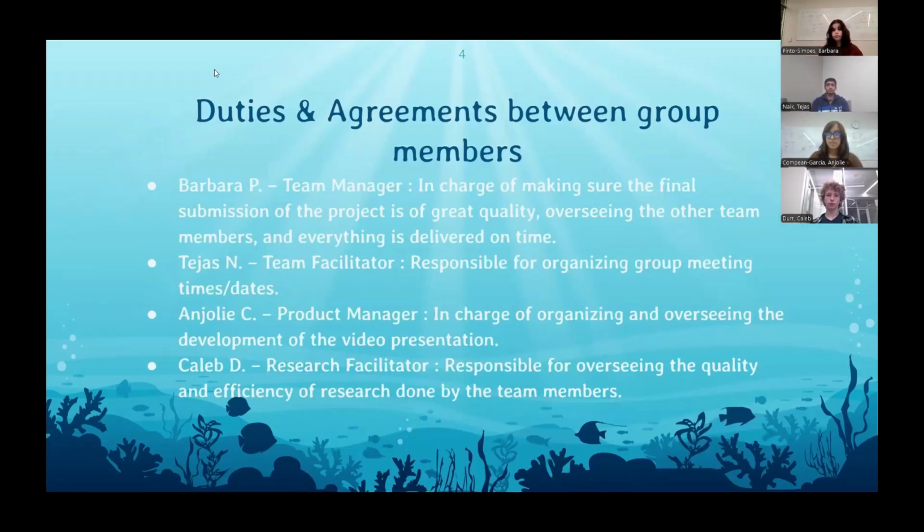So, the duties and agreements between our group members. To make our process of working as a group efficient, we decided to allocate four different roles among the members. For Barbara, we put her in charge of the whole team. She was our team manager. She was in charge of the final submission, overseeing the team members and making sure everything is delivered on time.